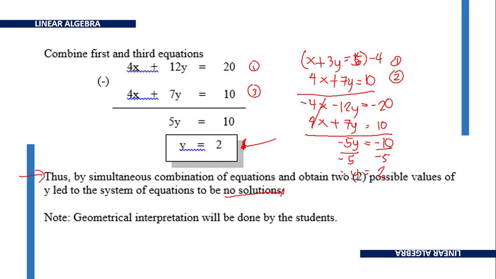Kung mapapansin nyo, parehas lang doon. Ayun. Ibig sabihin, nakakuha tayo ng dalawang value ng y, which is equal to 5. 5 nga ba? 3, sorry. So, we have 3 and 2. Hindi pwede dalawa yung value ng ating y, since example siya ng no solution. Then, napakita natin na yung ating system of equations ay example siya ng no solutions. So, hindi na naman gagawin yung geometrical interpretation.